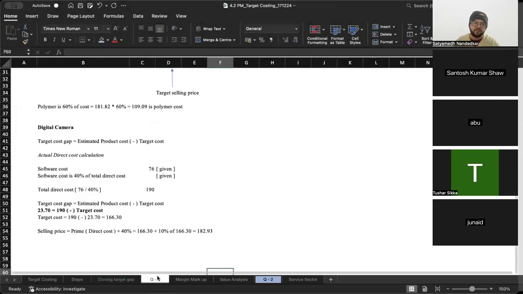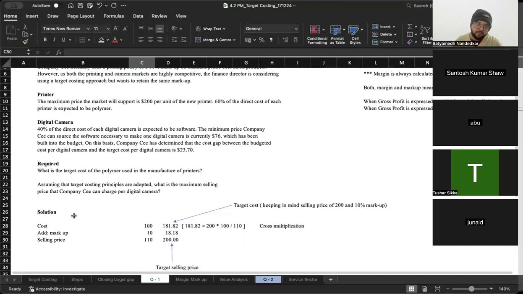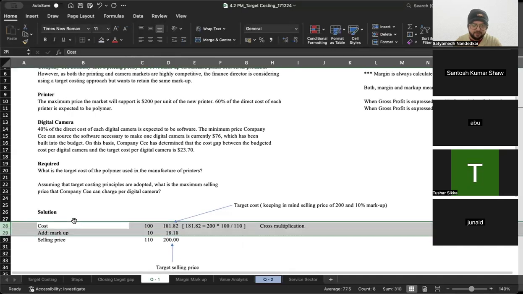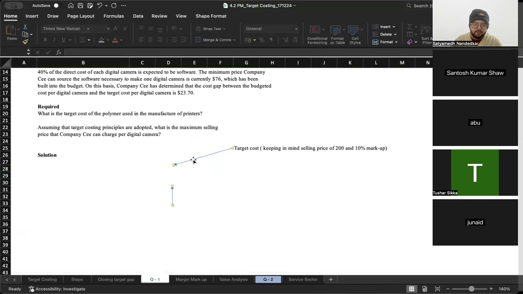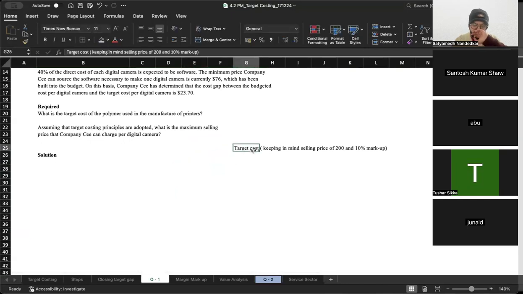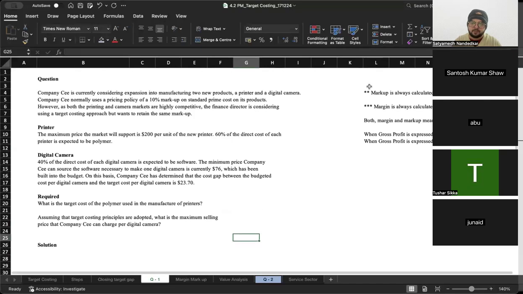Okay, let's have a look at one question. Quite an interesting one, by the way. Now, what is the requirement? What is the target cost of the polymer used in the manufacture of the printer? Assuming that target costing principles are adopted, what is the maximum selling price that Company C can charge per digital camera?